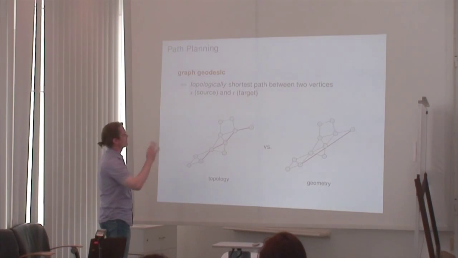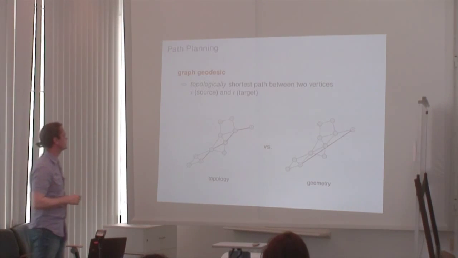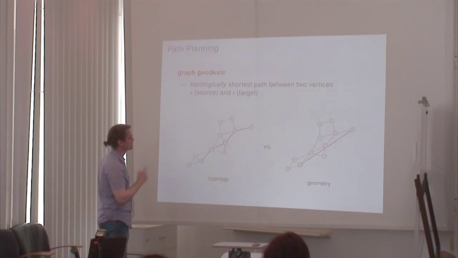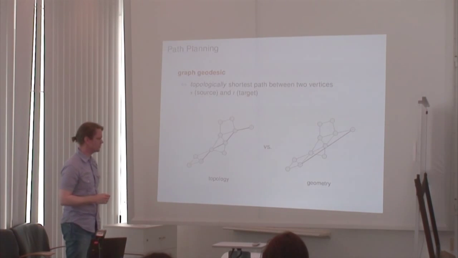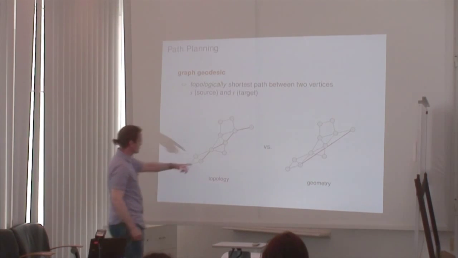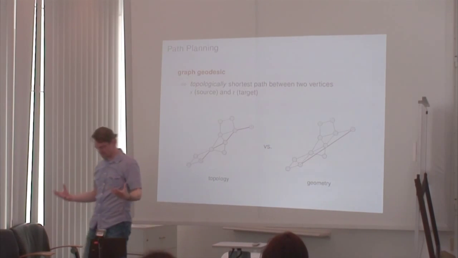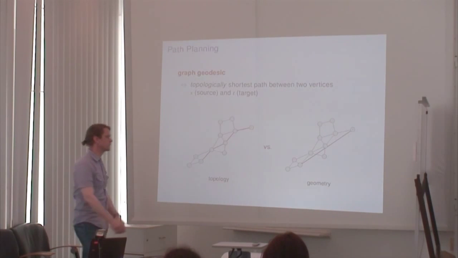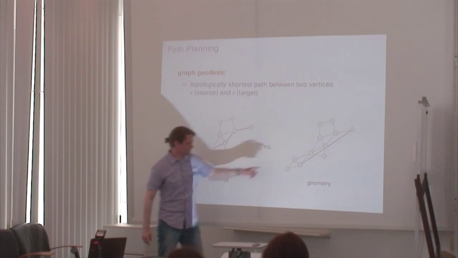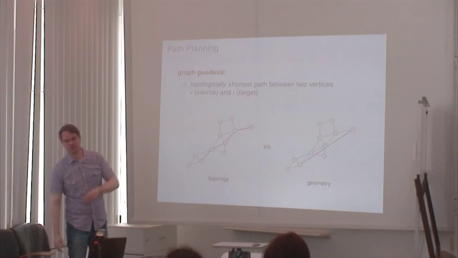And here is the notion of a graph geodesic. This is just a fancy term, the topologically shortest path between a source and a target vertex. This is again the difference between topology and geometry. If this was the source node and that the target node, then the geometric geodesics, the shortest distance between these 2 points, if we assume that these graphs are embedded in a two-dimensional plane, then of course the shortest path from S to T geometrically is as the crow flies, a straight line.